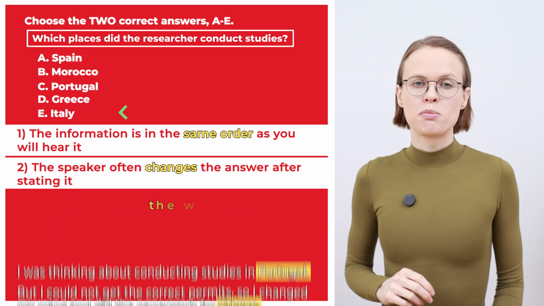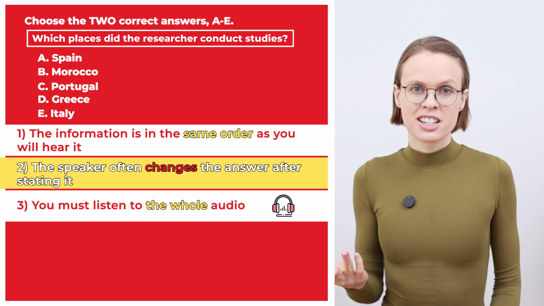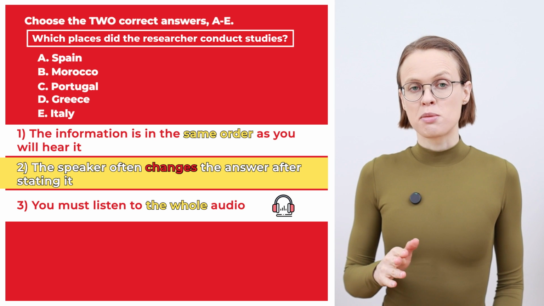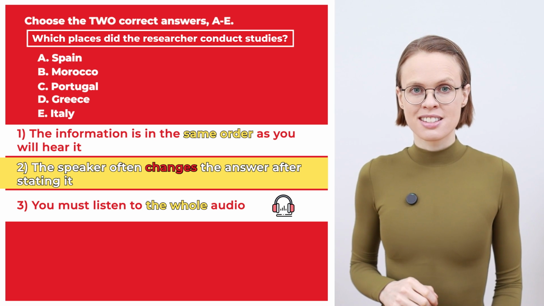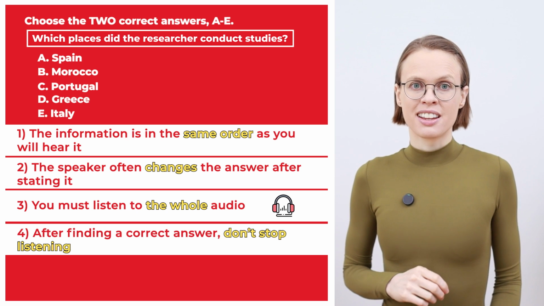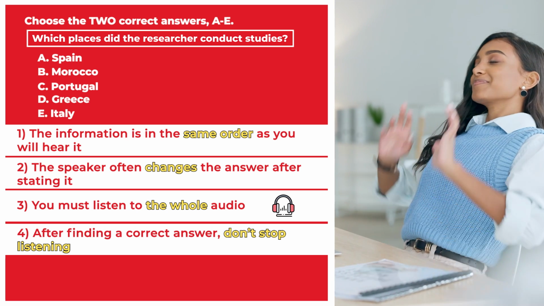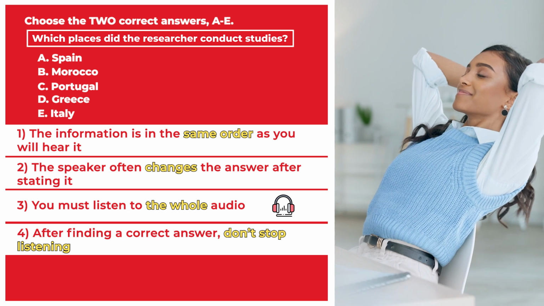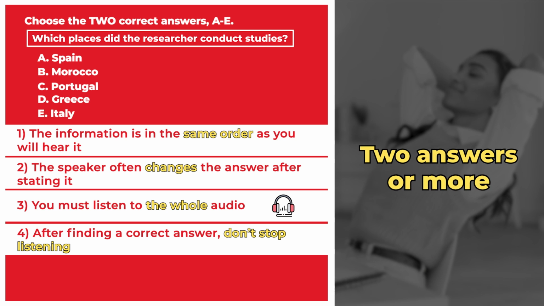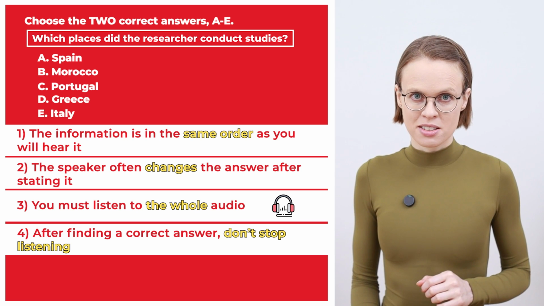In other words, you must listen to the whole audio because the speaker often changes the meaning. This trap can easily lower your IELTS listening band score. And one other point. After finding a correct answer, don't stop listening. Lots of test takers are relieved and forget that the question asked for 2 answers or more. Follow the instructions and make sure you pick all correct answers.